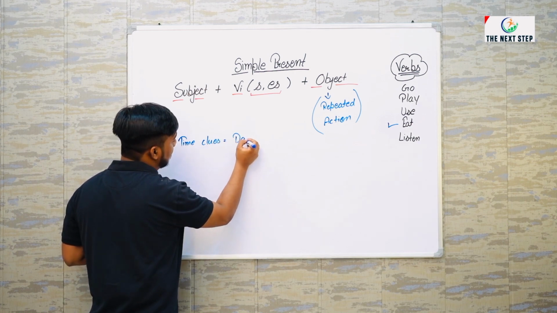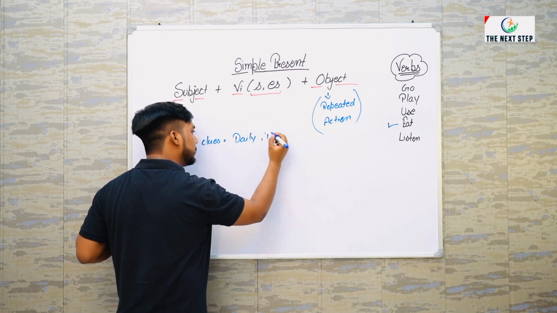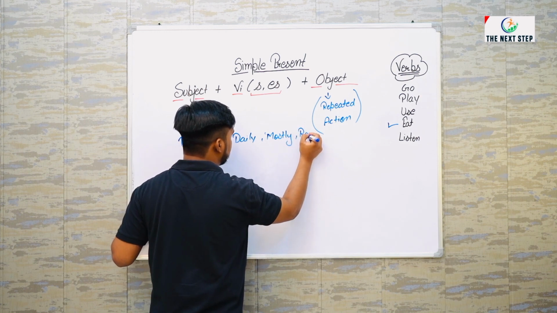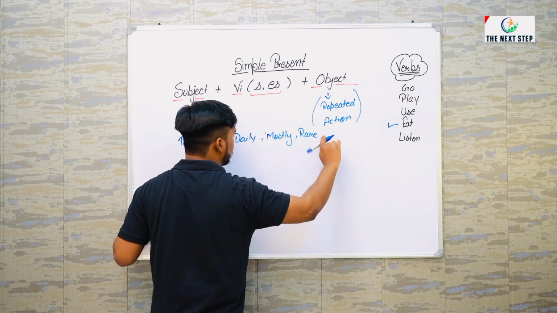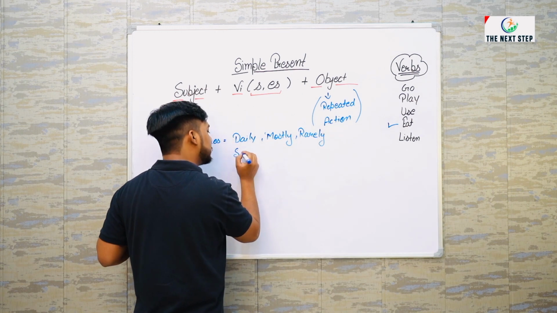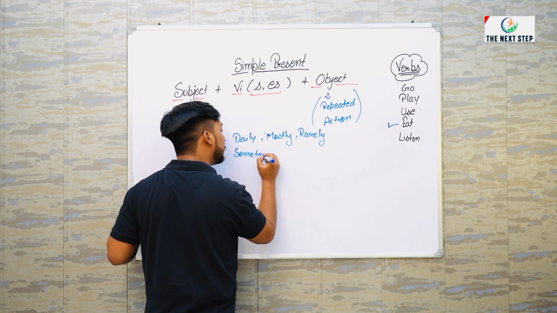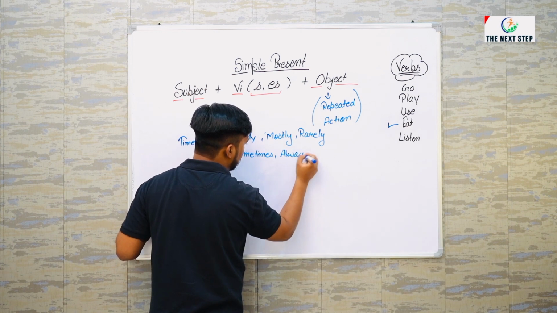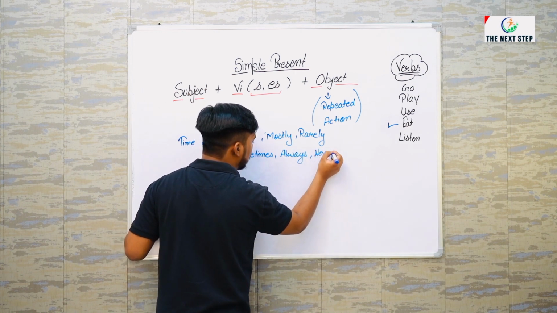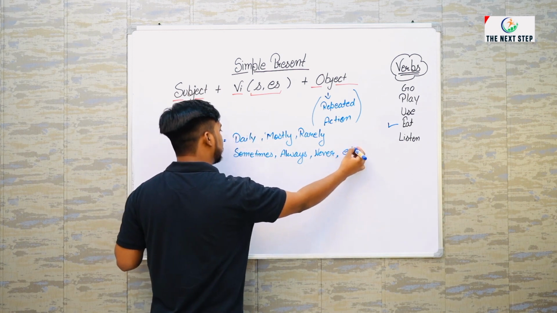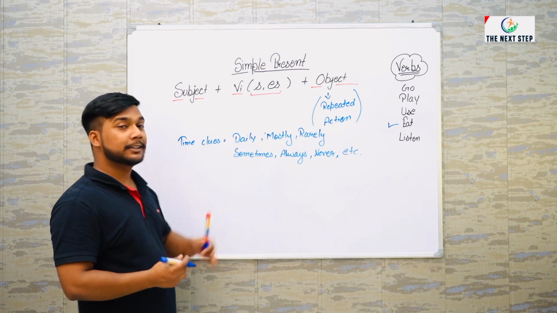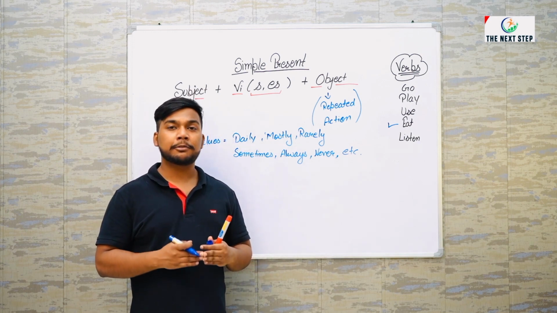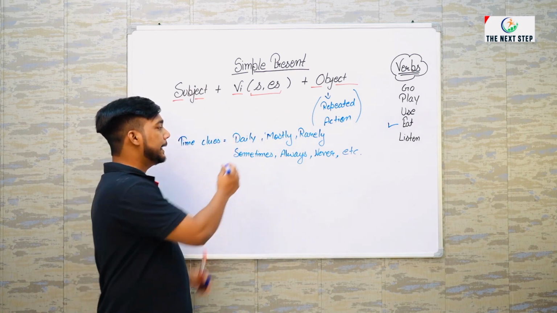Like daily, mostly, rarely, sometimes, always, never, etc. Now guys, daily is not about yesterday, it's not about tomorrow, it's about every day. Every day if I do something, I can use the word daily.